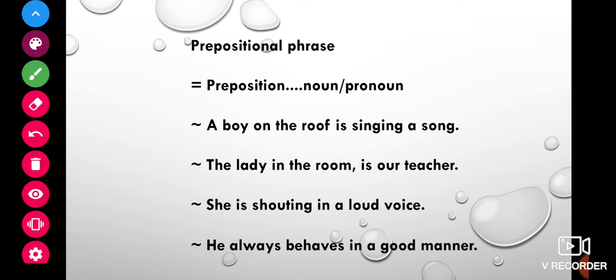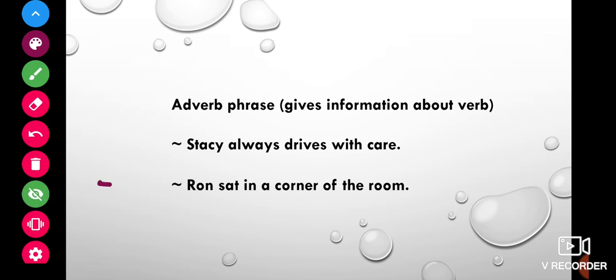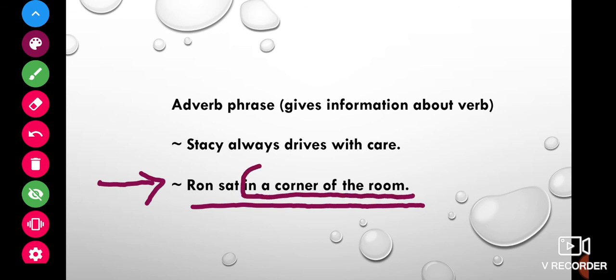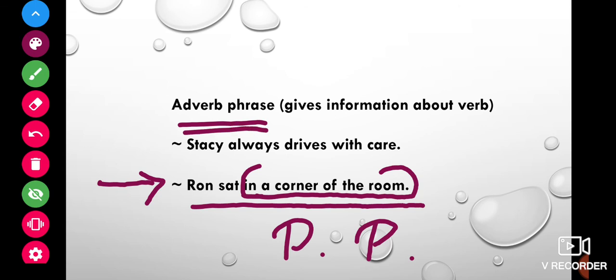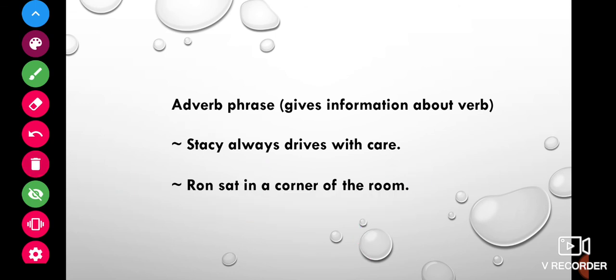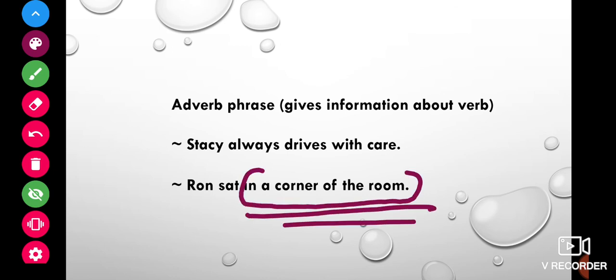Now we have seen what are prepositional phrases. So let us go back to this sentence. Ron sat in a corner of the room. Here in is a preposition. So in a corner of the room is also a prepositional phrase and it is also an adverb phrase. So just like we saw in the beginning, any one sentence can have more than two phrases or even one phrase can act as two phrases, just like in this sentence. This phrase in a corner of the room is acting as an adverb phrase and also as a prepositional phrase.